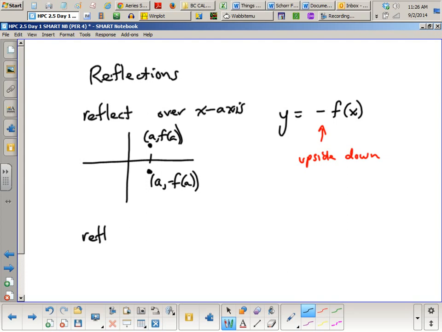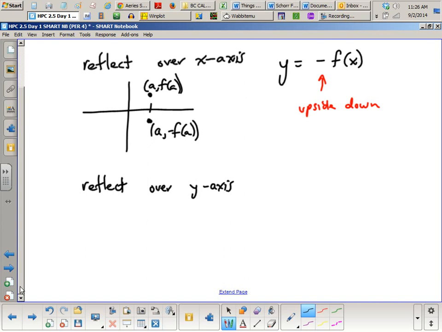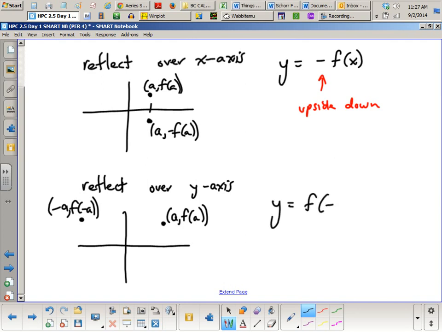Okay, the other option is we can reflect over the y-axis. So a point like (a, f of a) would end up over here at (negative a, f of negative a). See? Negative a and its function value accordingly. Okay, so y equals f of negative x would be our reflected graph over the y-axis. So these are not the same thing. This would mean backwards.